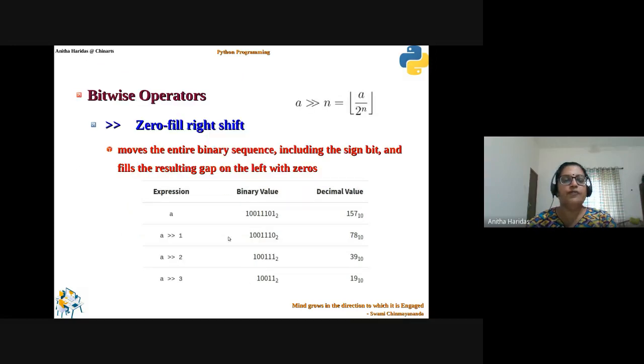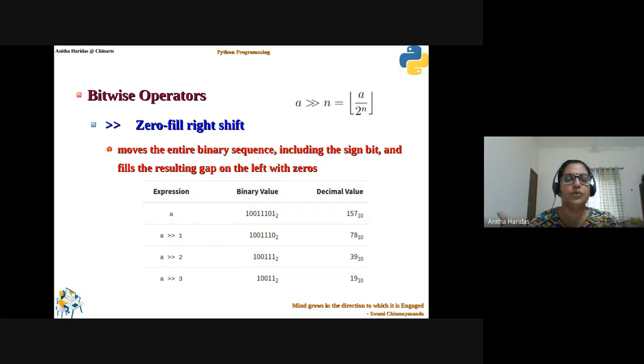Now the same, if you are going to have it for the right shift, what it will do is move the entire binary sequence including the sign bit and fill the resulting gap on the left with zeros. Okay, so this is what happens here. Left shift is similar to multiplying by 2, whereas right shift is similar to dividing it by 2.